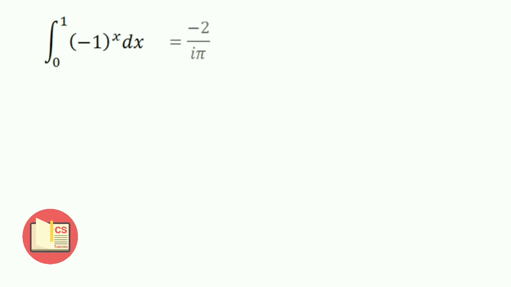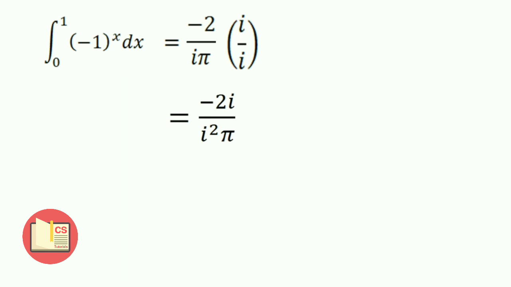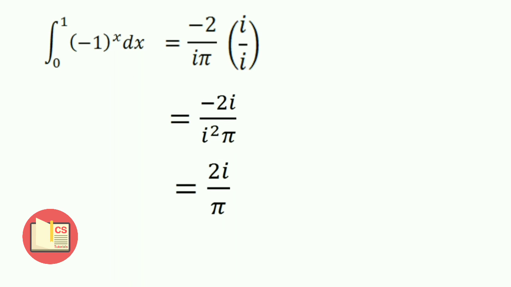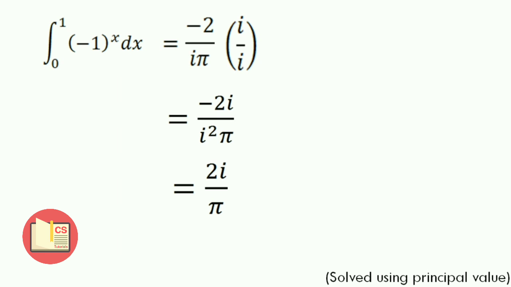Now we further solve this to make it in a simple form. So we multiply and divide by iota on the right hand side, which is equal to -2 iota upon iota square pi, which is equal to 2 iota upon pi. And that's the answer. So you see, we start with the routine integral and we got the answer in terms of iota and pi using principal value.